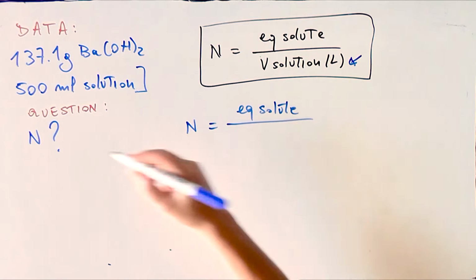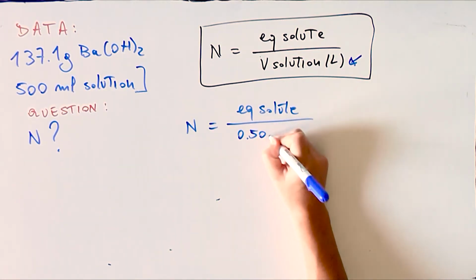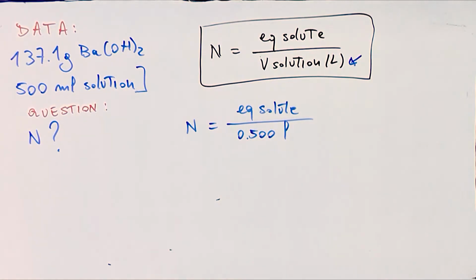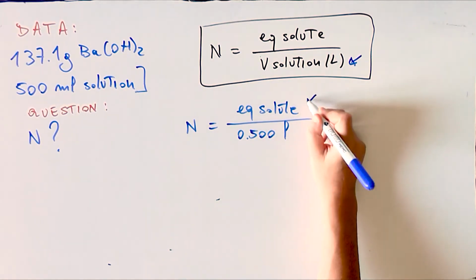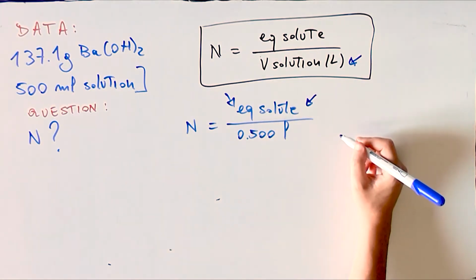Volume of solution is 500 milliliter, we need liter, so just convert it to liter. We have done already one step. Next step will be to know the equivalents. This is the last thing we need to know. So to do that, just remind yourself what is an equivalent.